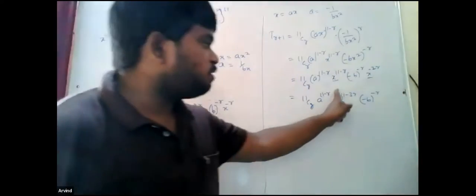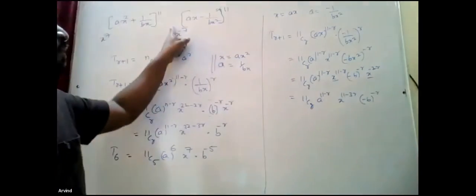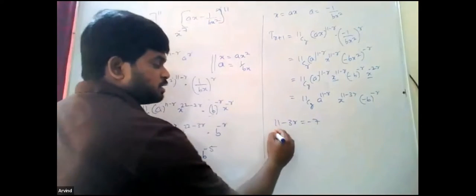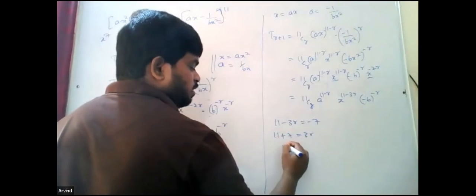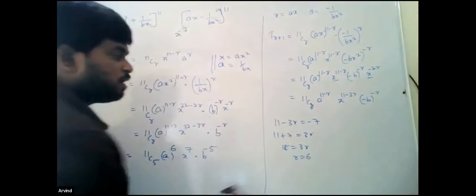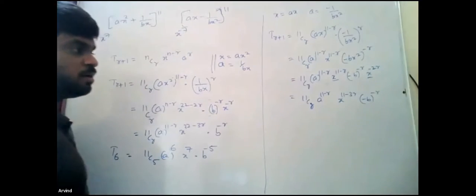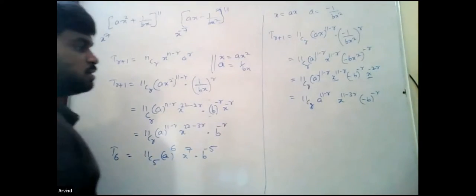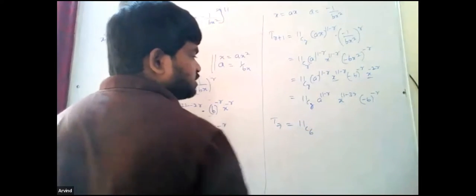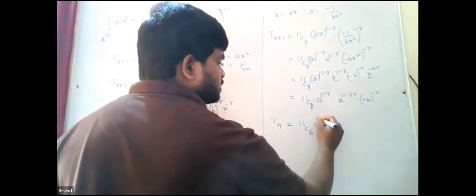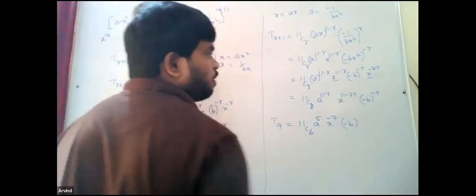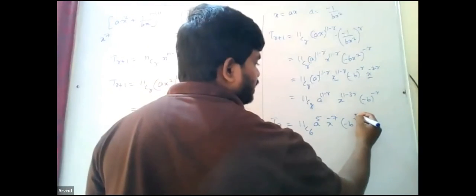Now the value of this should come as minus 7. So 11 minus 3r is equal to minus 7. Transpose it, 11 plus 7 is equal to 3r, 18 is equal to 3r, therefore r is equal to 6. So we got to know that the r value should be 6. For the coefficient of x power minus 7, the r value should be 6. So 6 means the 7th term. 11C6, 11 minus 6 is 5. This will become x power minus 7 and this will become minus b whole to the power minus r.